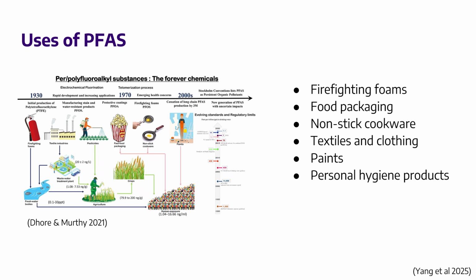We can see in the graphic on the left that these various consumer goods and also the industrial applications, such as the factories and pesticides, contaminate wastewater facilities and agricultural areas. And all in all, this contamination, in addition with consumer goods, creates the human exposure aspect of PFAS.